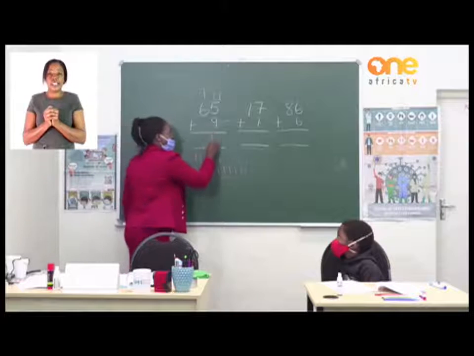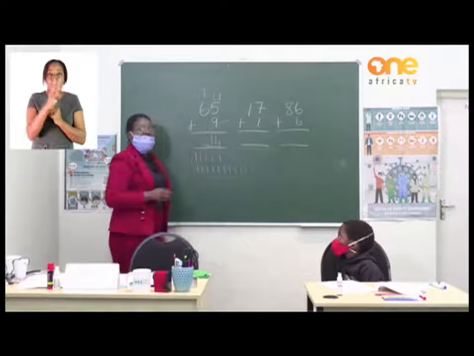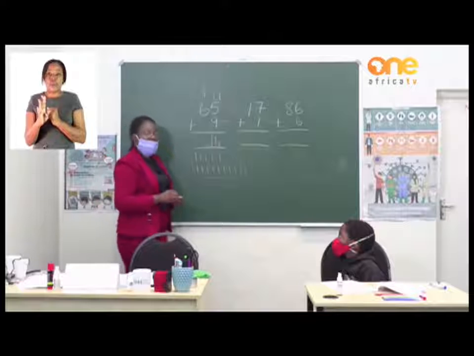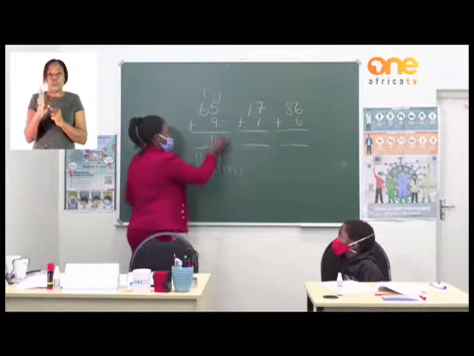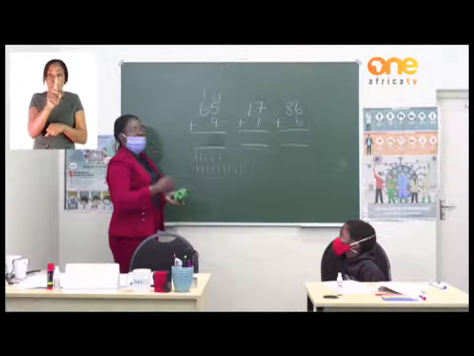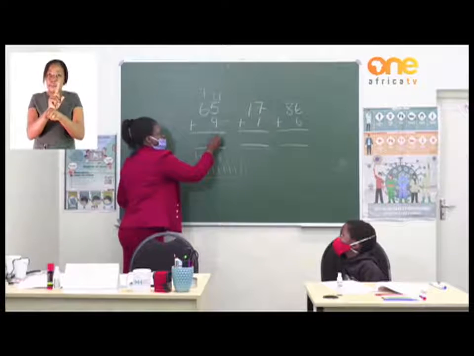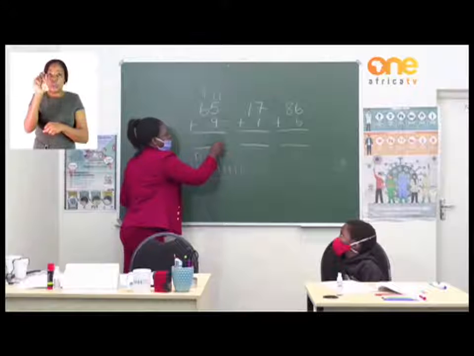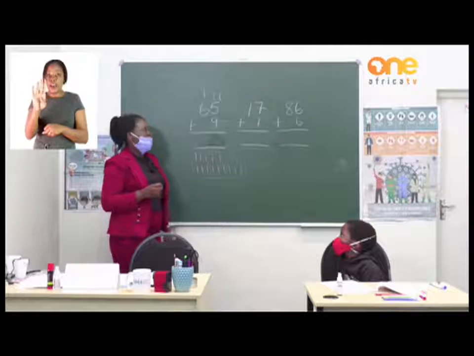Do I write 14, all of it like that? What did we learn? Remember what we learned. You don't write the whole 14 as it is. You write first the unit there, which is a 4. And where do I take my 1?